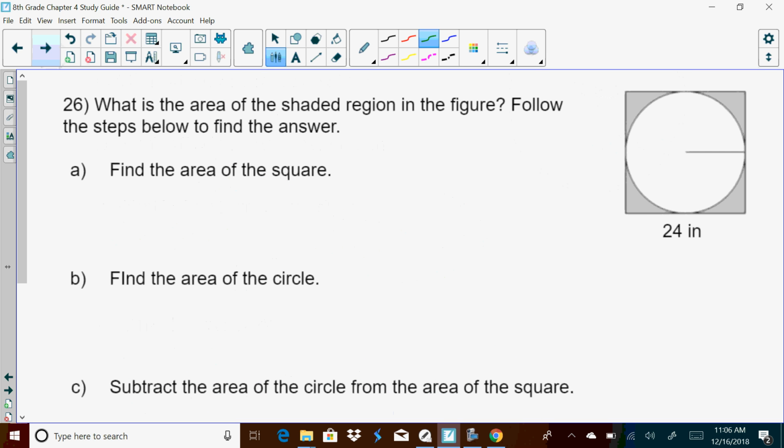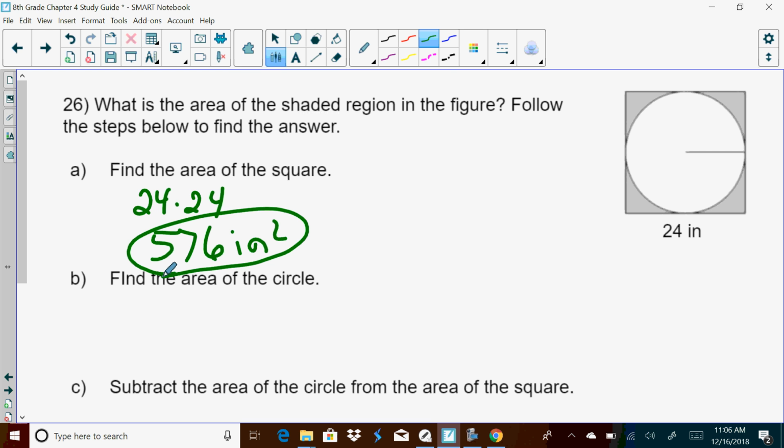Problem 26 says, what's the area of the shaded region in the figure? Follow the steps below. So it's like I'm taking the circle out, which is subtraction. So I find the area of both pieces and then subtract them. So for A, I'm going to do 24 times 24. So the area of the square is 576 inches squared.